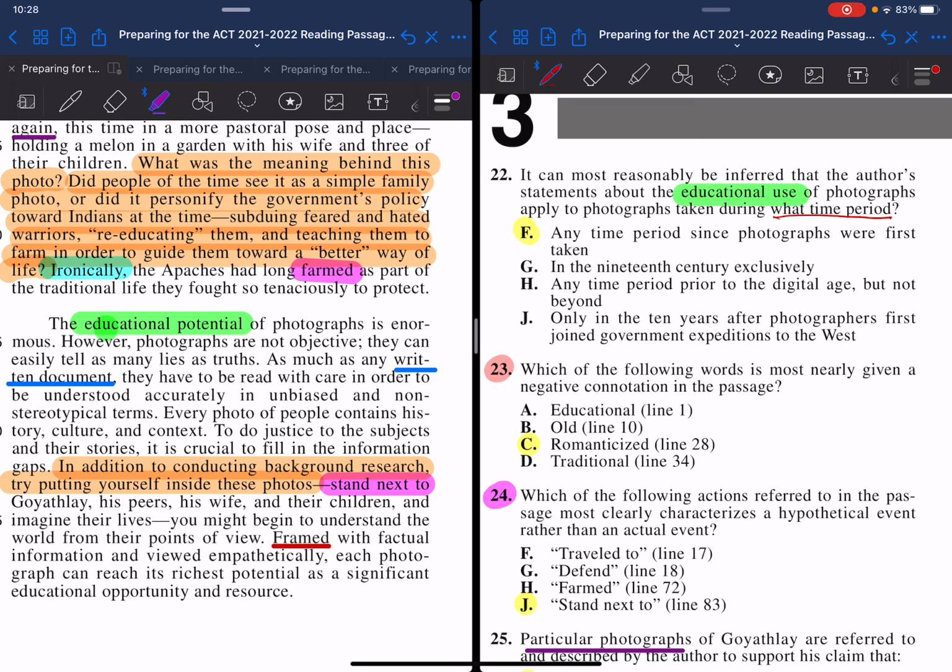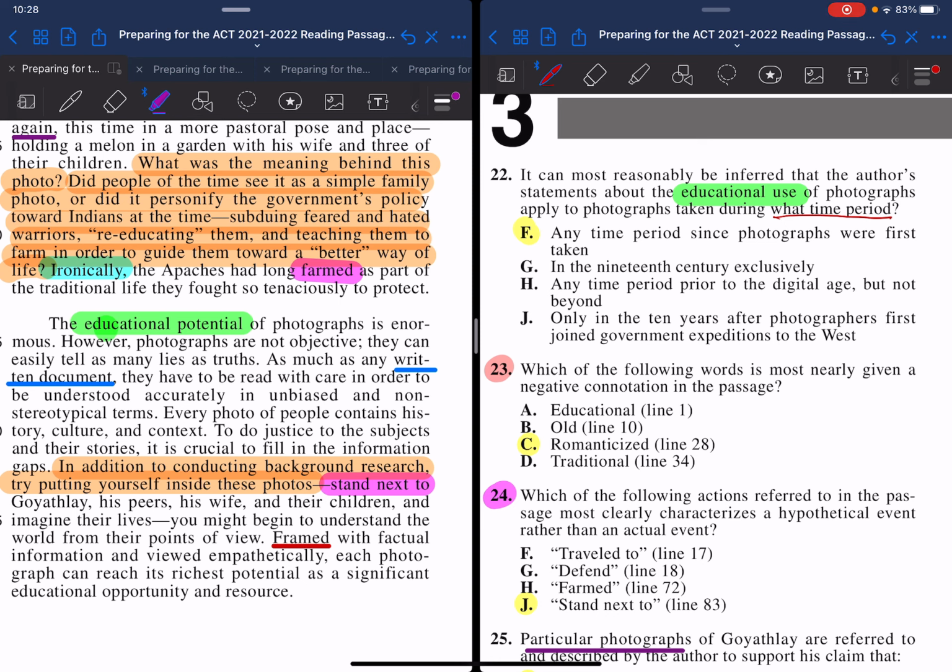Number 28. The author directly refers to which of the following aspects of a photograph of Goliath Lay as being ironic. So again, ironic is the key word, and I've highlighted this here. That word shows up in line 72. It says, ironically, the Apaches had long farmed as part of the traditional life they fought so tenaciously to protect. Okay. So, the answer deals with the idea of farming. And so here it says they had long practiced farming. But the photo seemed to suggest that Goyathli had learned farming from others.